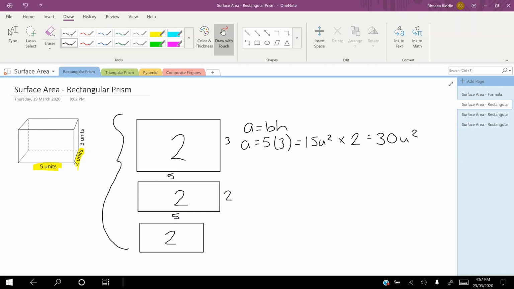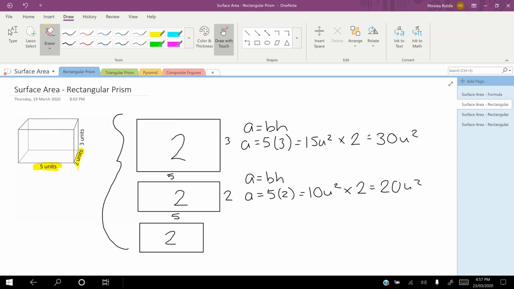So again, this is a rectangle, so we're going to go ahead and multiply base times height, which is A equals 5 times 2. And when we multiply that out, we're going to get 10 units squared. And again, like I said before, there are 2 of these faces. So we're going to multiply that by 2, and we're going to get 20 units squared.